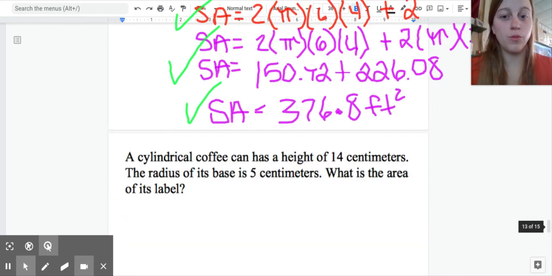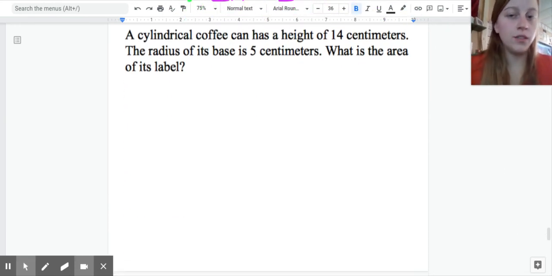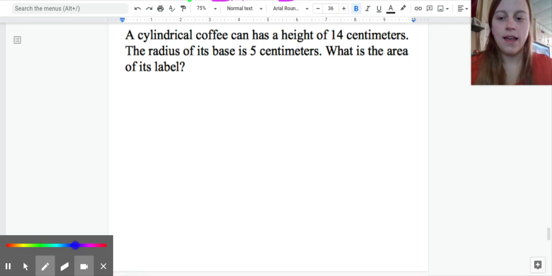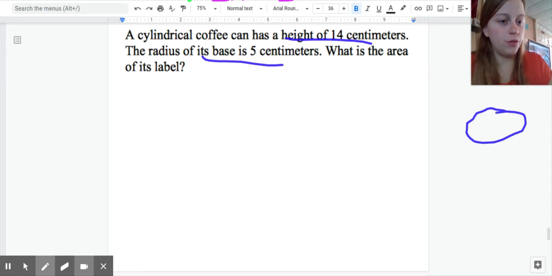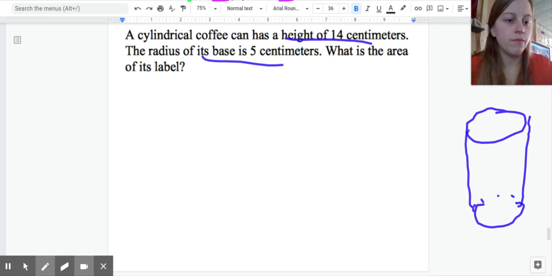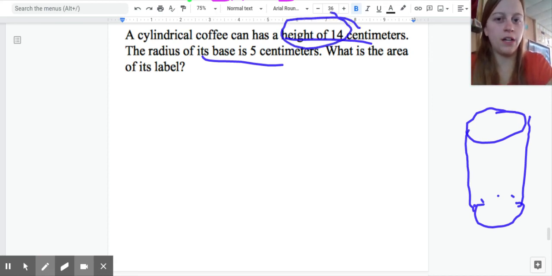Now we're going to look at a real life application, aka a story problem. A cylindrical coffee can, so a coffee can that's a cylinder, has a height of 14 centimeters and a radius of its base of 5 centimeters. What is the area? If you needed to, you could draw your cylinder there. But you really have everything you need in this story problem. You have a height of 14 and a radius of 5.